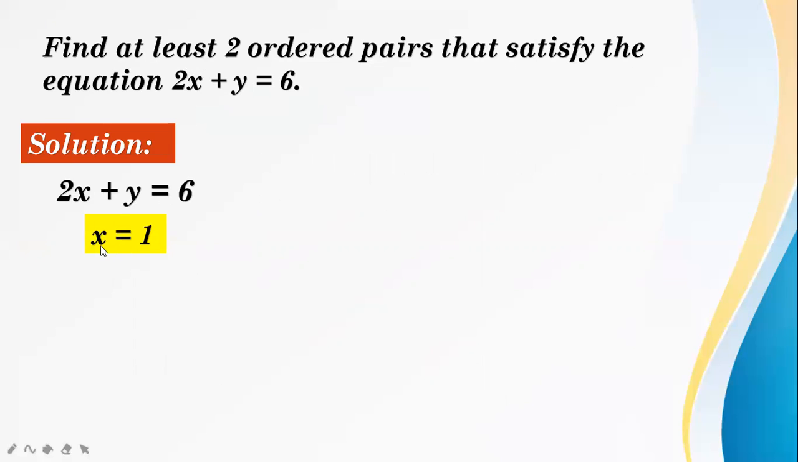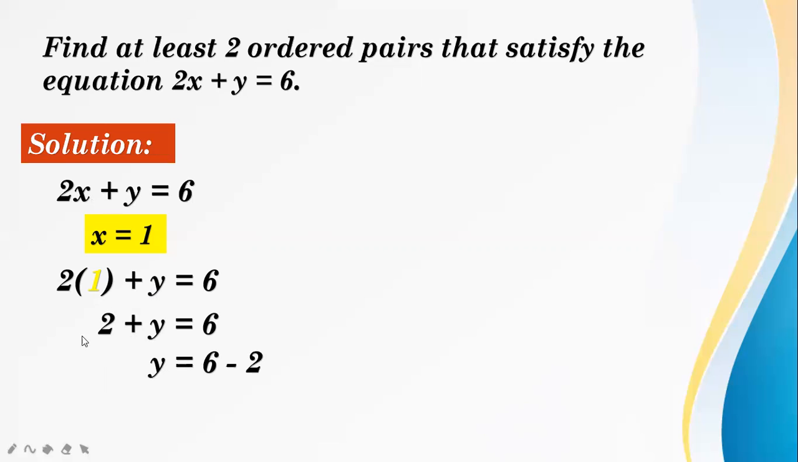Now this time, instead of 0, we use positive 1. Then 2, change x to positive 1, plus y equals 6. 2 times 1, we have 2 plus y equals 6. And then you transpose: positive 2 becomes negative 2. Then simplify: 6 minus 2, the answer is positive 4. So if your x is positive 1, then your y equals 4.